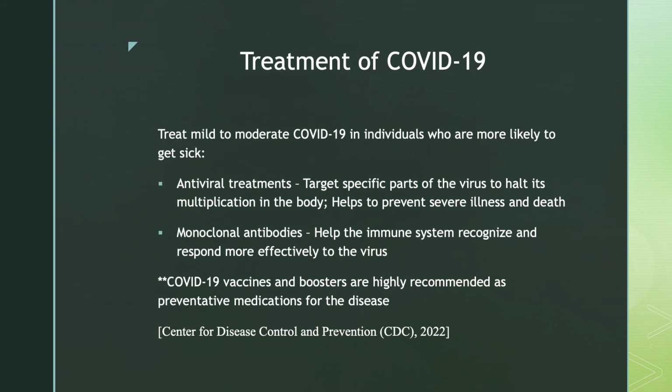In order to treat mild to moderate COVID-19 in individuals who are more likely to get sick, we can use 2 different types of treatment. One being antiviral treatments. They target specific parts of the virus to halt its multiplication in the body, and they help to prevent severe illness and death. The other treatment is monoclonal antibodies. These help the immune system recognize and respond more effectively to the virus. COVID-19 vaccines and boosters are highly recommended as a preventative medication for the disease.